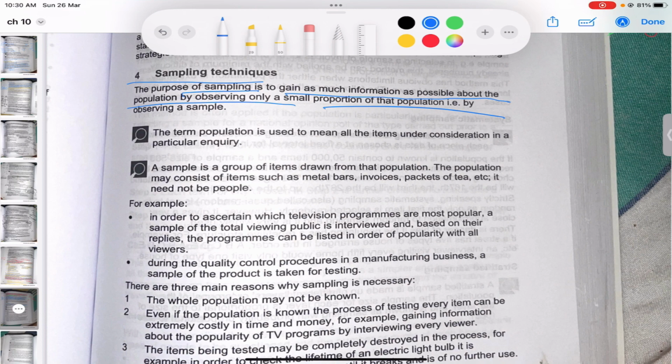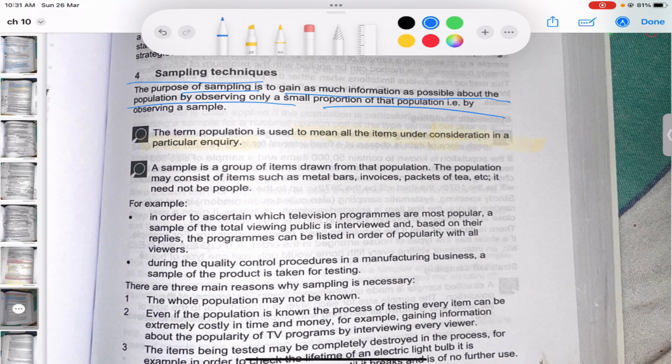So if I have to conduct research using sampling methodology, what will I do? Out of the entire population, I will pick a sample and conduct my research on them. That is what is known as sampling. The term population is used to mean all the items under consideration in a particular inquiry.